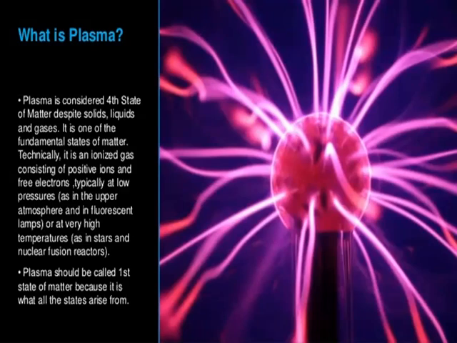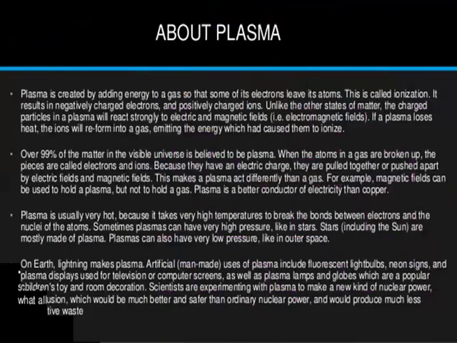Plasma should be called the first state of matter because it is what all the states arise from. Plasma is created by adding energy to a gas so that some of its electrons leave its atom. This is called ionization. Plasma is usually very hot because it takes very high temperature to break the bond between the electron and the nuclei of the atoms.